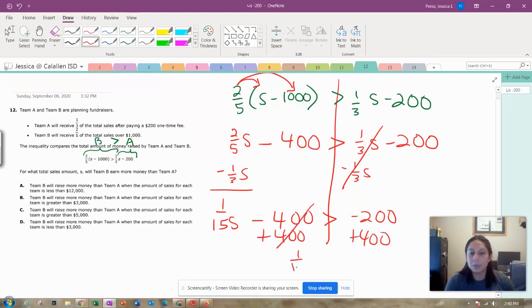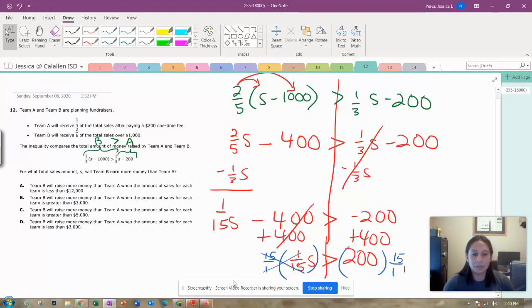Next, we add 400 to both sides. So that's 1/15 S is greater than 200. Lastly, we have to multiply. Since it's multiplied by 1/15, we can multiply by what we call the reciprocal. So the opposite of 1/15 is 15/1. That'll cancel out the 15s and the 1s. So I have to multiply this side by 15/1.